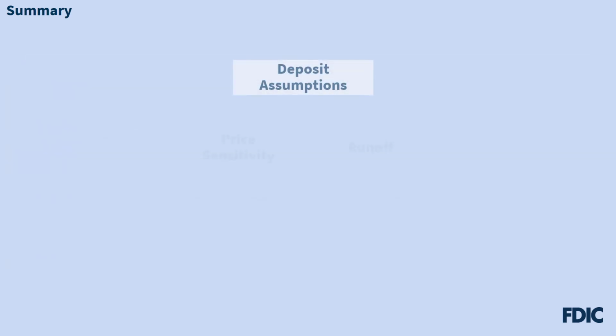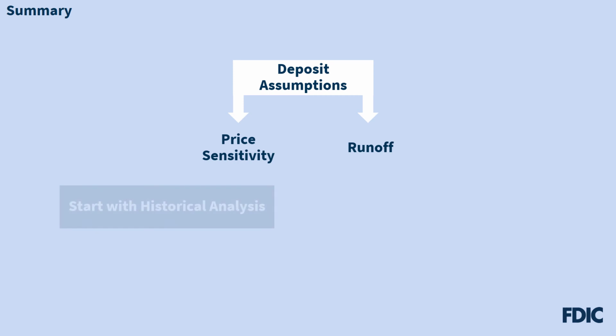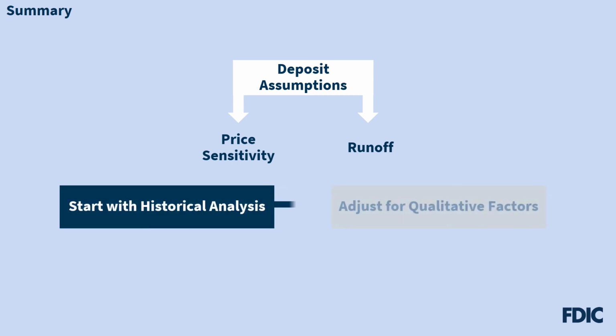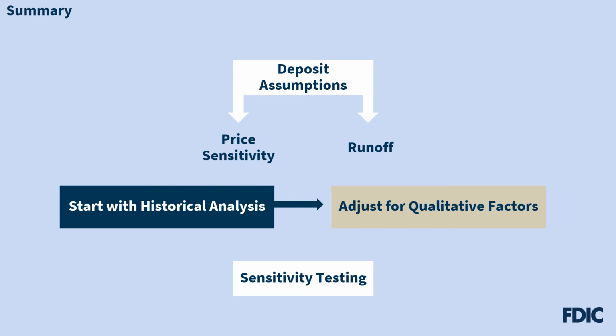To summarize this video, interest rate risk management relies heavily upon assumptions for customer rate sensitivity and deposit runoff. Historical analysis and qualitative adjustments create a foundation for building assumptions. Assumptions need to be reasonable for the risk profile of the bank and the current interest rate cycle. Management may wish to identify and test assumptions that have the most influence on model results.